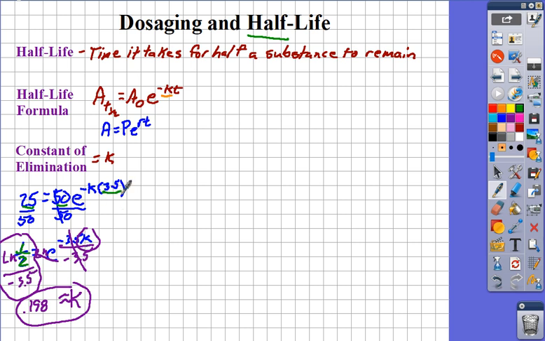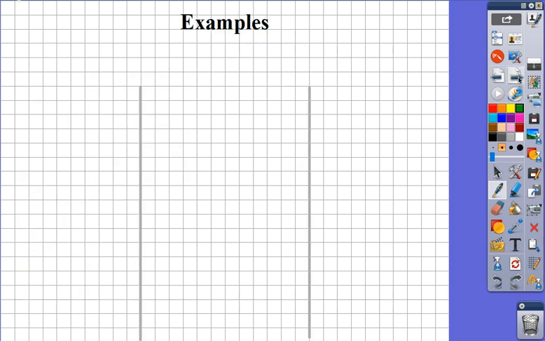That was time. So what we can realize right now is that our constant of elimination formula can be rewritten as the natural log of 1/2 divided by negative time. That's a generic equation for the constant of elimination. Up here, there's our equation for the half-life formula. So let's try some examples here with caffeine. Let's take this value here, k is approximately 0.198. We're going to take that with us.